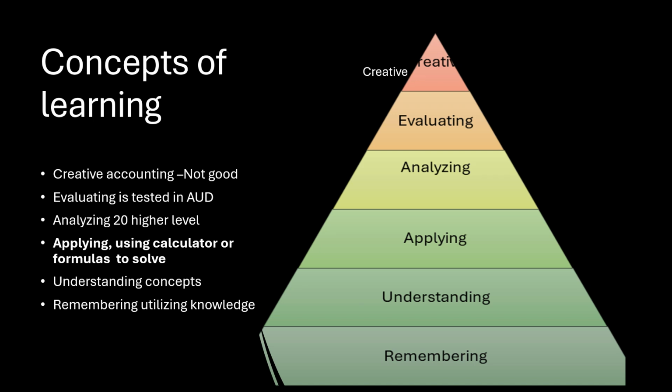This is Bloom's taxonomy in a nutshell. It's the concepts of learning. If we start down at the base with remembering, these are the things that we have to remember. These are utilizing knowledge. Then the next step up is understanding. The difference between remembering and understanding is you remember a word definition or its characteristics. Understanding is how to use it in a sentence.